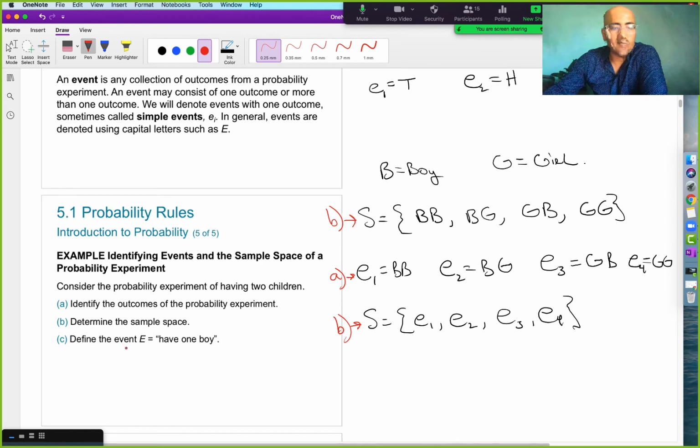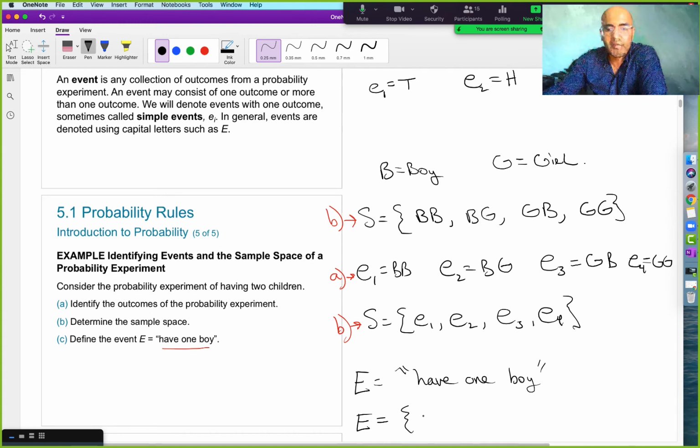And now part C, define the event capital D, have one boy. Okay, so this is a compound event. This is an event that's more complicated than simple events because here are our simple events, and more than one of these simple events can satisfy this statement, have one boy, right? So event D has this, have one boy. But remember, the experiment is have two children, so have one boy must automatically mean that the other one must be a girl. So this is made up of the events boy, girl, comma, or girl, boy.